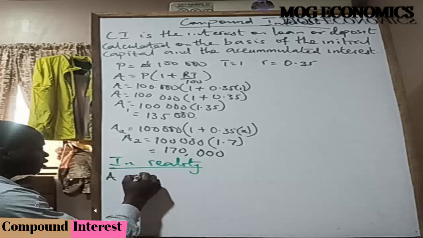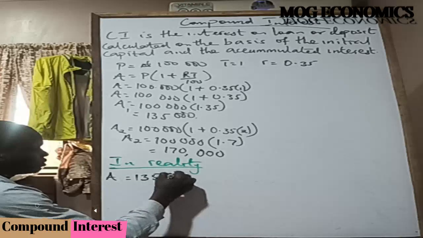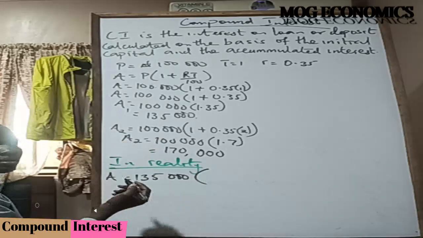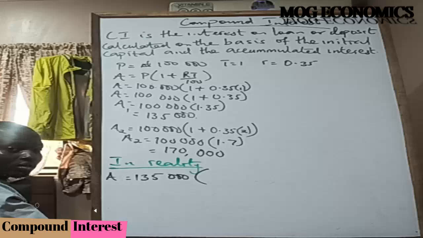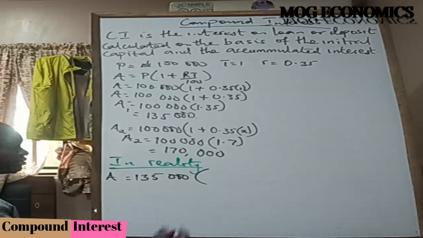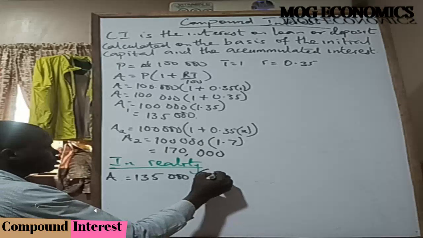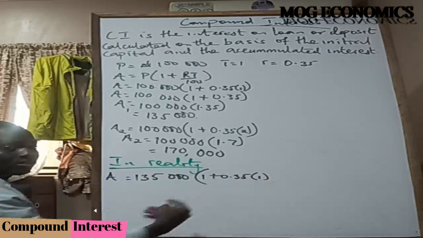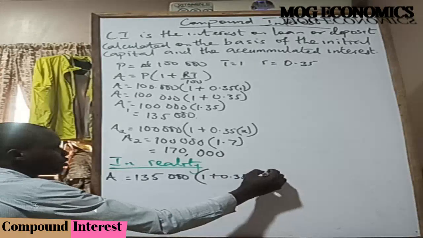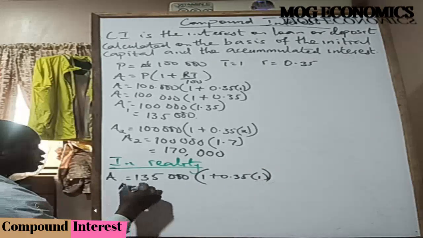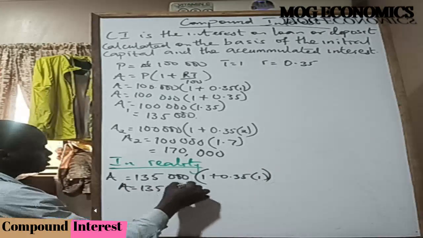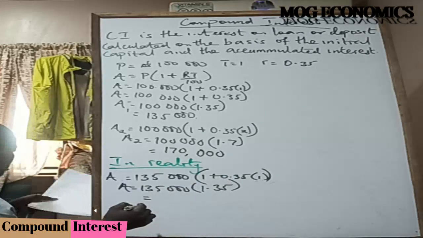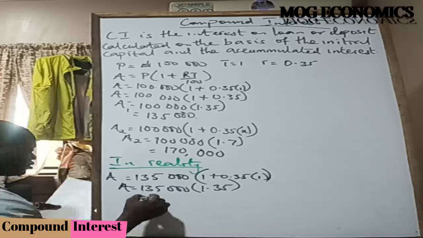I'm going to be having 135,000, which is my new principal now because I cashed out that money. Then I'm investing the whole thing in the second year. I chose not to spend it but to invest it in the second year. So 1 plus 0.35 into brackets that new year, one representing another 1 year. Close it. So A equals 135,000 into bracket 1.35. When we calculate this, I'm supposed to get 182,250.